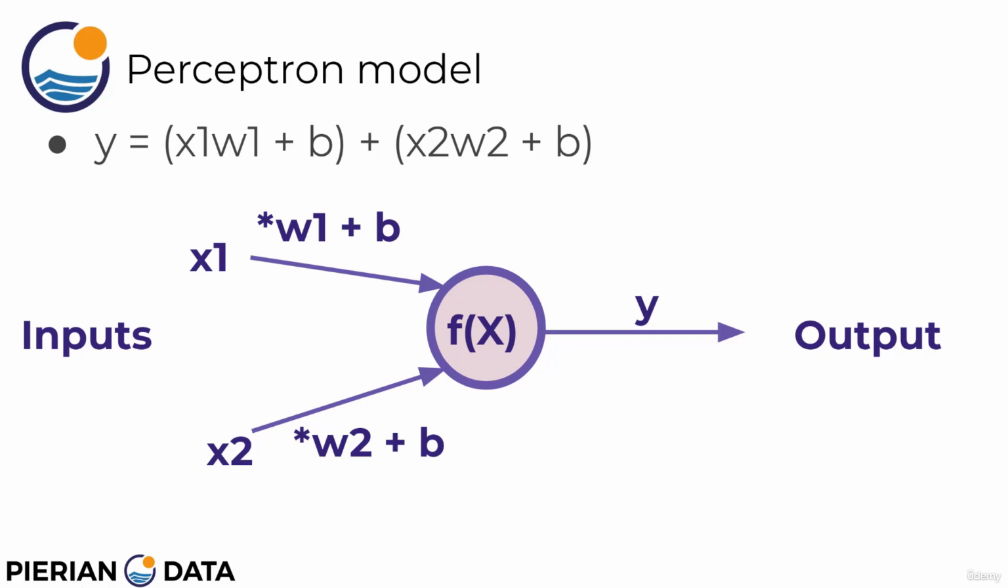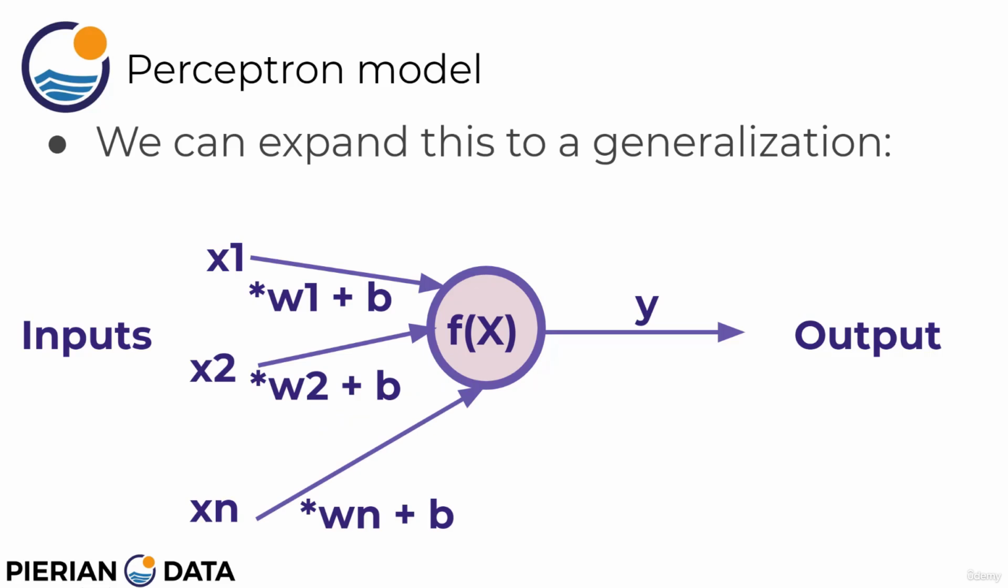equal to x1 times w1 plus b plus x2 times w2 plus b. And this is just a very simple summation that's happening inside the neuron. Later on, we'll talk about more realistic activation functions that you'll have in typical networks. Keep in mind, we can expand this to a generalization for a variety of inputs all the way to some input n.